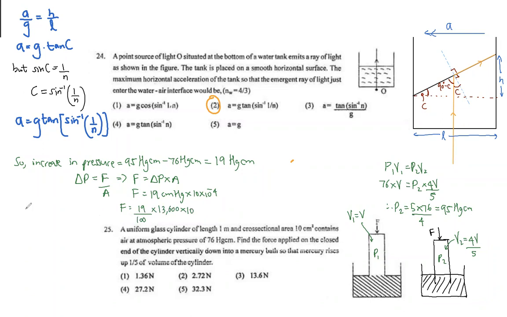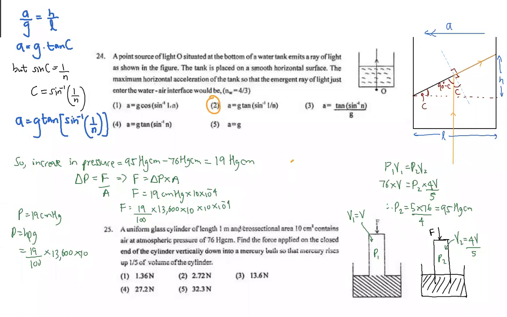Because when you say pressure is equal to 19 centimeter mercury, pressure is equal to H rho G. This is pressure in terms of mercury column, people. So for height you put 19 over 100 meters. For density of mercury you put 13,600 and G is 10. That's how this came. Into 10 to the power minus 4.